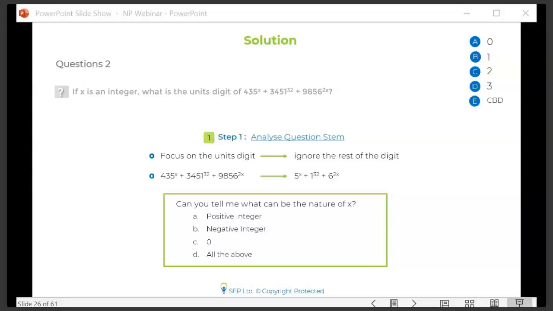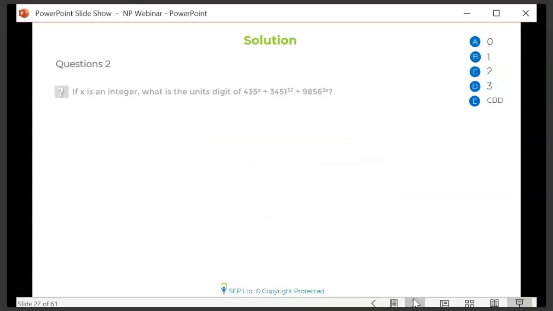Okay. The good thing is that all of you are saying that it should be all of the above, which is absolutely good. That is what I expected from you. Anyone who thought while solving the question that x is positive, negative, or zero would have fallen for the trap and made a mistake. It's given that x is an integer, so you should be open to all kinds of integers. That means x could be positive, x could be negative, x could be zero. So it is all of the above, which is very good.